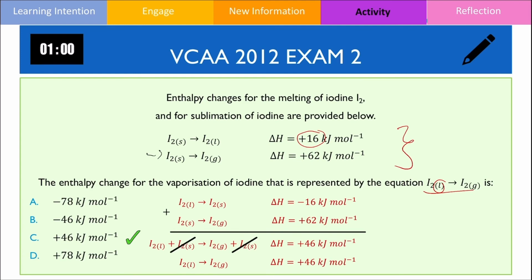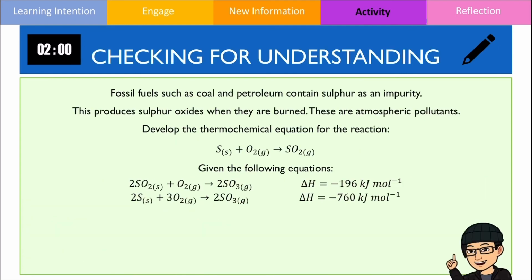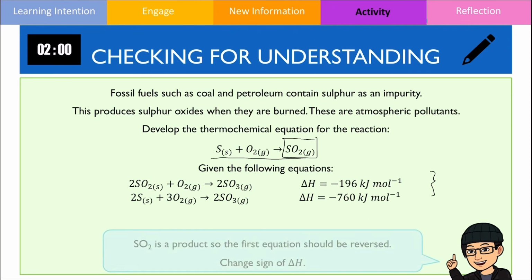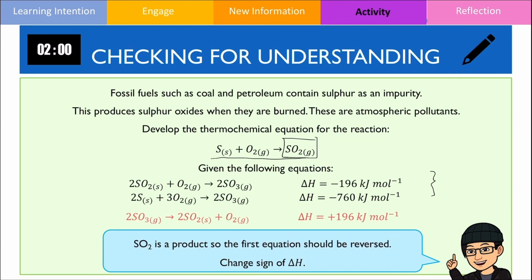Have a go with a slightly more challenging question. In this question, you're trying to find out what is the enthalpy change for this equation over here given these two thermochemical equations. The first thing that I'm going to do is reverse the first reaction because I want sulfur dioxide as a product. If I'm going to reverse the first equation, I'm going to need to flip the sign of the delta H value, so therefore it's going to be positive 196 kilojoules in the reverse direction.